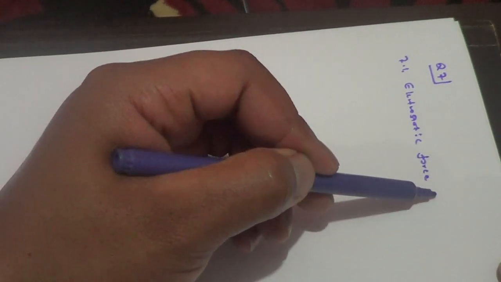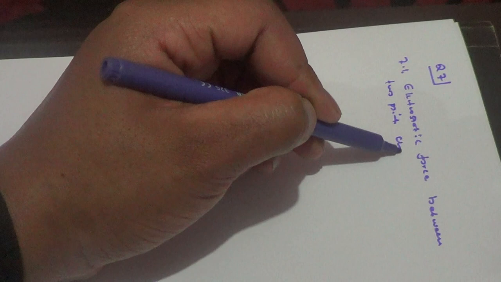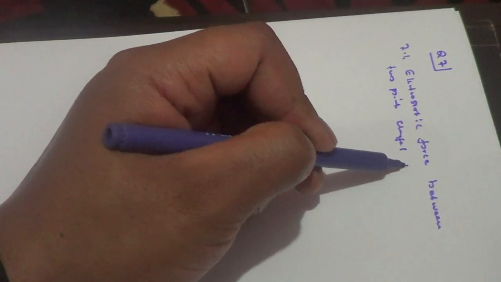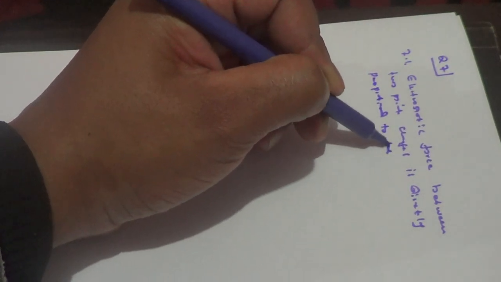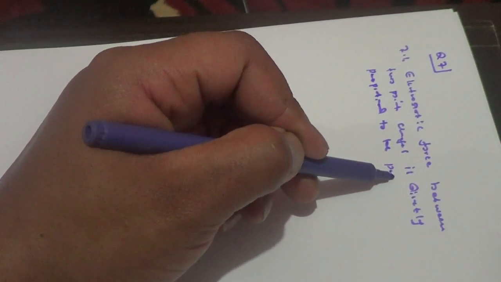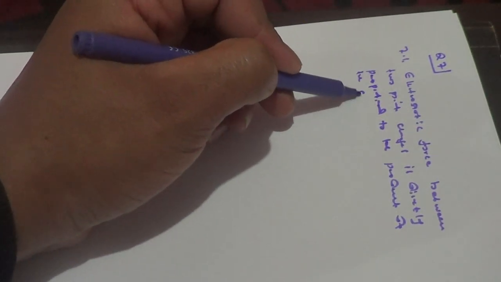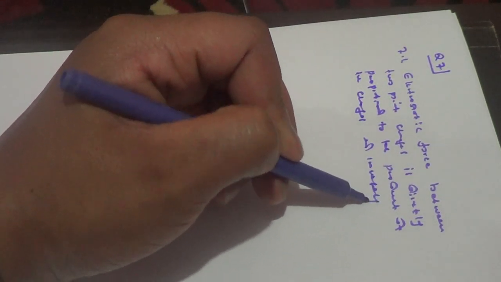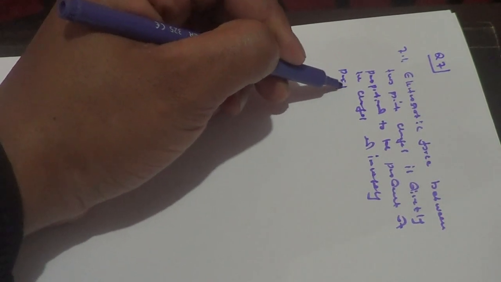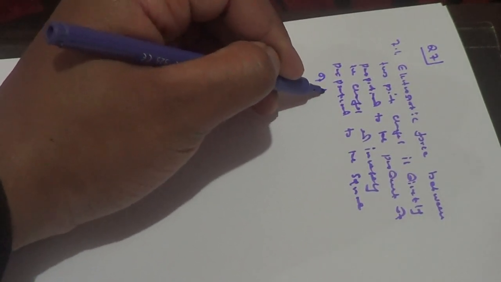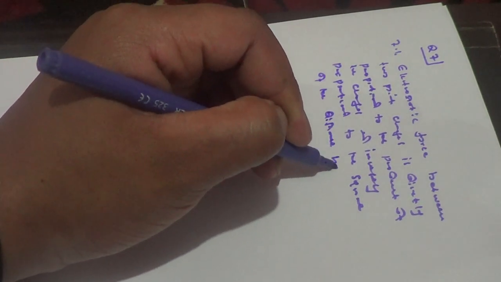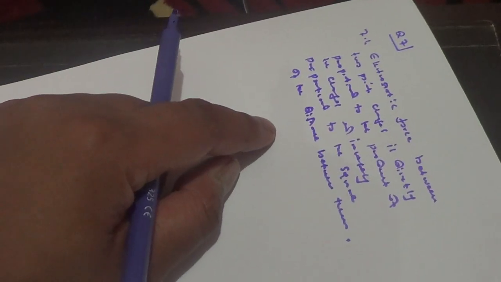Electrostatic force between two point charges is directly proportional to the product of their charges and inversely proportional to the square of their distance between them. Why did I even waste my time writing? Because I don't think you guys can see this.